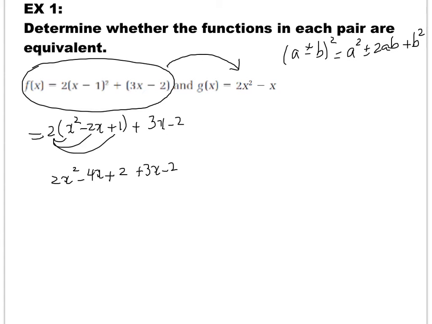So I'm going to simplify these. There is no other x squared here, so I'm going to get 2x². Negative 4x and 3x gives me negative x, and then 2 minus 2 gives me 0. So this means that f(x) is simplified to 2x² - x, which is the same as g(x). So we can safely say that f(x) and g(x) are equivalent functions.